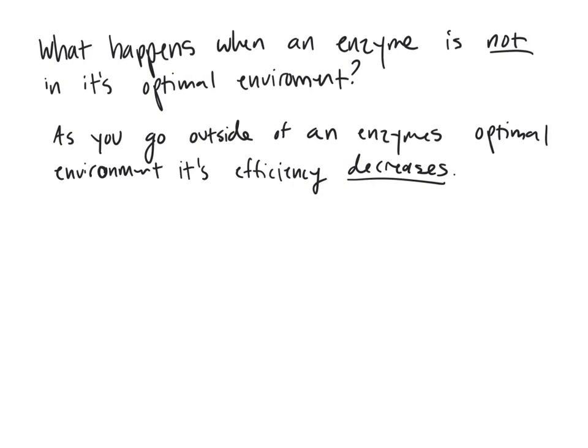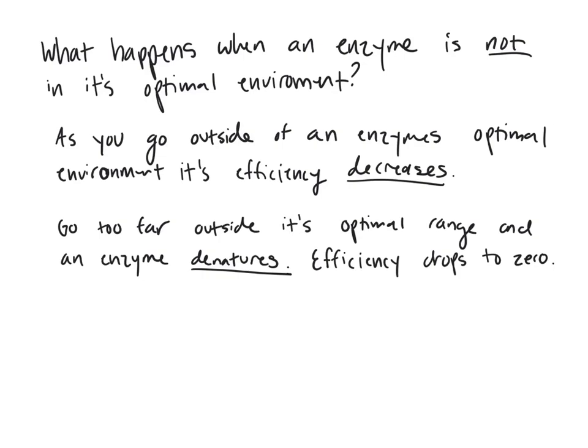If you go too far outside of the optimal range, it doesn't just slow down, the enzyme actually denatures, or falls apart, which causes that enzyme to be damaged permanently, and it stops working altogether. Denaturing is when the bonds between the amino acids that make up our enzyme break, because remember, enzymes are proteins. When the bonds between the amino acids break, because they're in the wrong pH or the temperature increases too much, it causes the active site of the enzyme to change completely, which leads to efficiency dropping to 0.